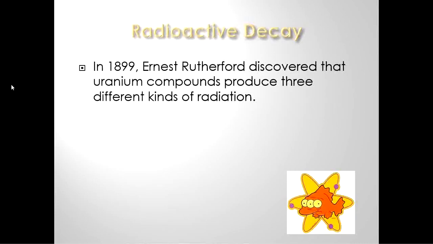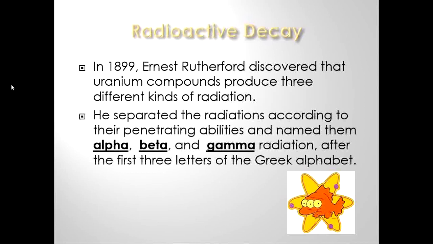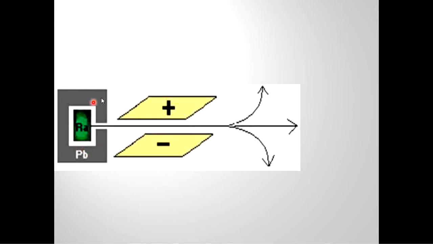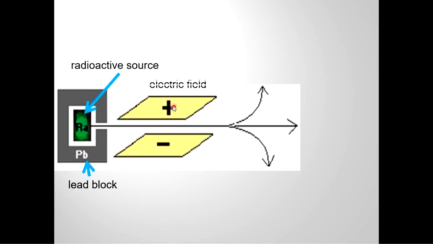Now, Rutherford discovered the 3 different types of radiation: alpha, beta, and gamma radiation. So here's Rutherford's experiment. He has his radioactive substance inside this lead block, and these are electrically charged magnetic fields, so positive on top and negative on the bottom. And he shot the substance through, and he saw that some of the particles went up towards the positive, some of them went down towards the negative, and some of them went straight through.